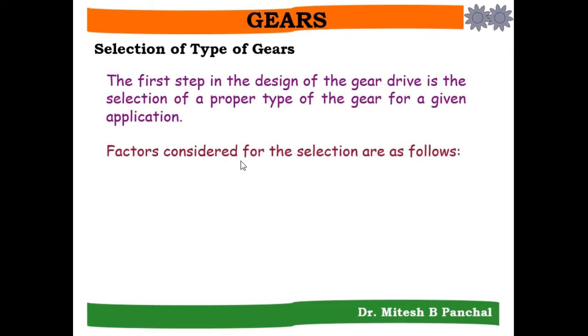So different factors are considered for the selection of gear. The first one is the general layout of shaft. We know that for the power transmission between two parallel shafts, we can go for the spur gear as well as for the helical gear, or for some applications we can go for the internal gear. For the intersecting shaft, we are going for the bevel gear, and for the non-intersecting, non-parallel shaft, we are going for the worm gear.